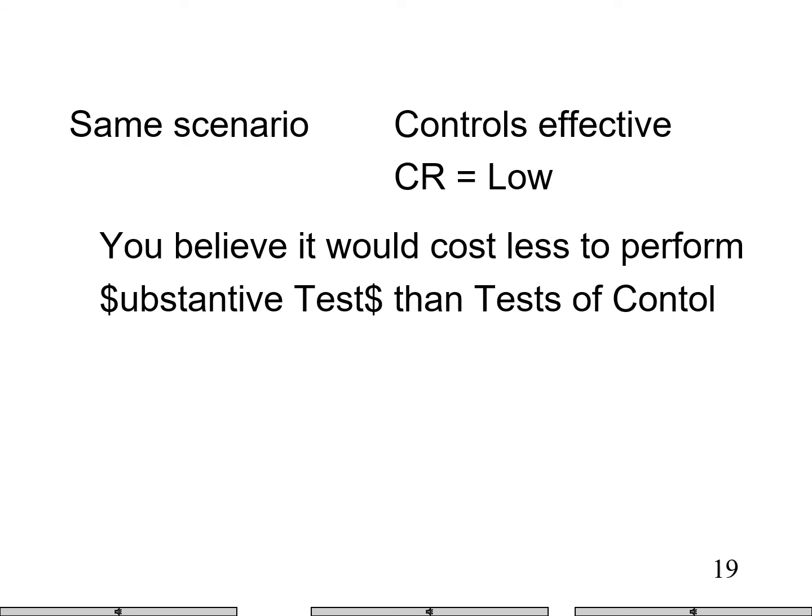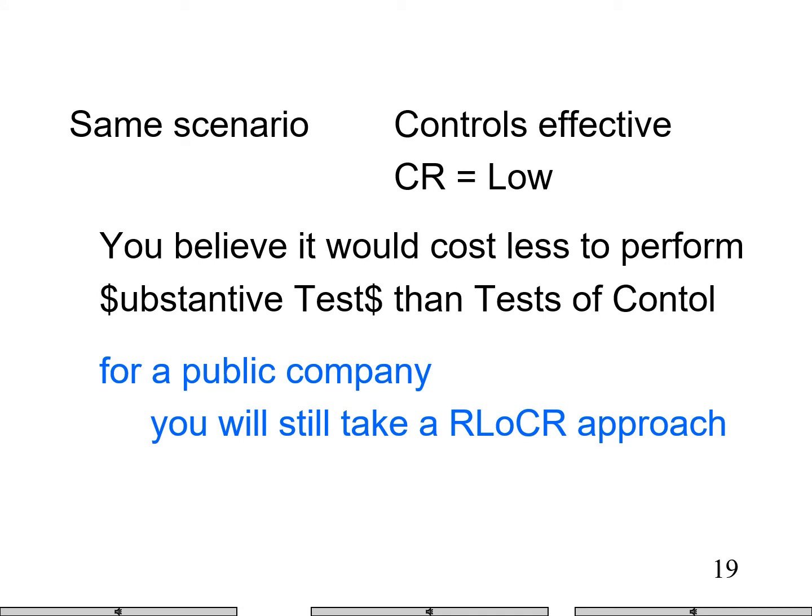Same scenario, controls are effective. We preliminarily assess control risk is low, but we believe it would cost less to perform substantive tests than tested controls. This is a public company, so we're still going to take a reduced level control risk approach even though the controls are effective and we believe substantive tests are cheaper. Okay, for a public company, the cost of substantive test is almost irrelevant.